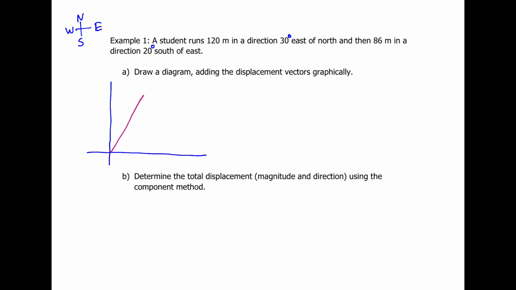The way we do the second one is we do a sneaky reset here. You go, okay, now that I've ended up here, where's my next direction going to go? I'm going to go 86 meters in a direction 20 degrees south of east. So I'm going east, but 20 degrees south of it, somewhere over here, like that. And so my resultant vector here, the one I have to solve for, is this line here. What I need to find is how long is this line and in what direction is that line going.